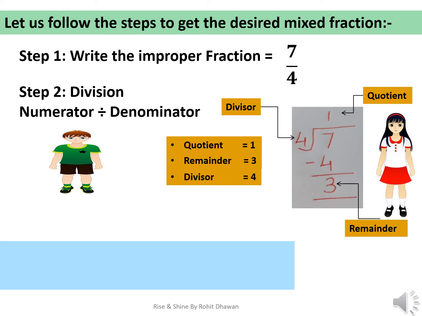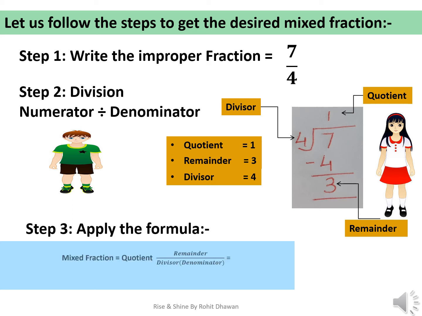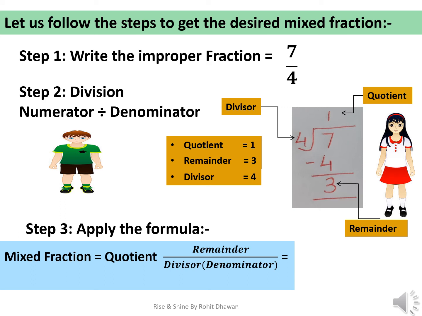Finally, to get the desired mixed fraction, we'll put all these values which we have got after division in our formula. My dear students, can you tell me what will be the resultant mixed fraction? Come on, I'm waiting. Yes, you are right. It will be 1 3 by 4. Good job, my dear students. Thus, the improper fraction 7 by 4 can be written as 1 3 by 4 in mixed fraction.